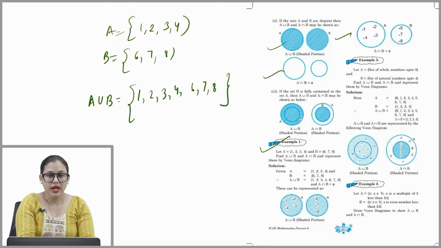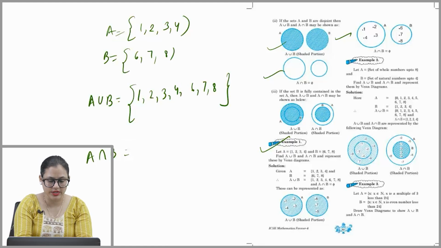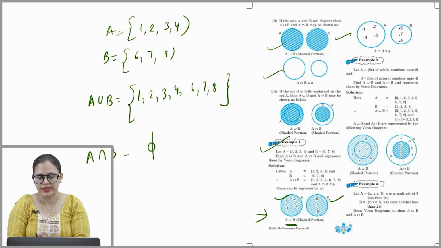Okay, and now A intersection B. What will be A intersection B? Nothing is common between these two sets. So what you're going to write is A intersection B is phi. Okay. Now if we have to represent them by Venn diagram, see, this is the Venn diagram for A union B. This is A, this is B. Okay. Nothing is common between these two sets, and this is A intersection B, that is equal to phi.